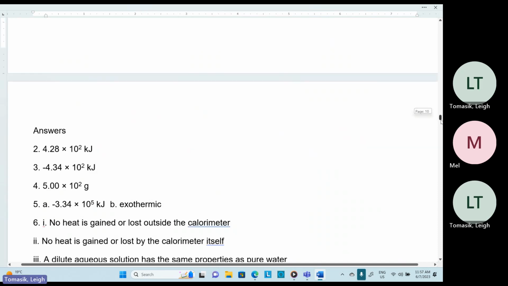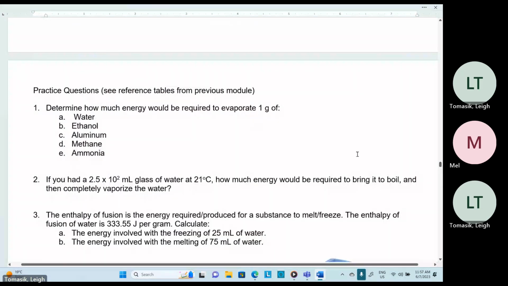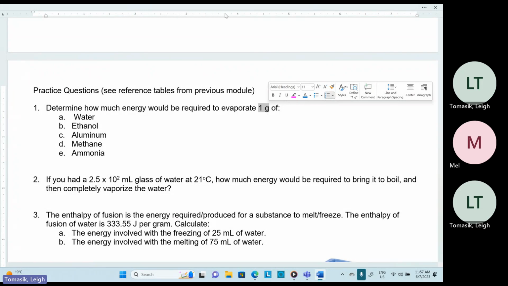I think they're giving us grams here. So you're first going to have to convert grams to moles and then multiply by the correct value from that table.